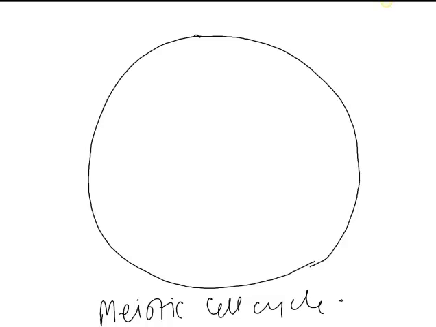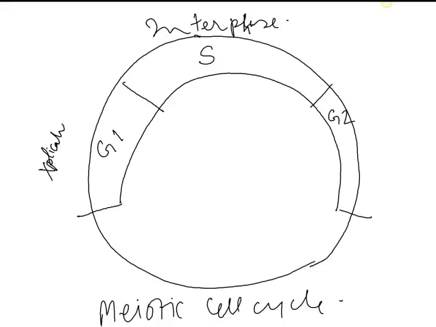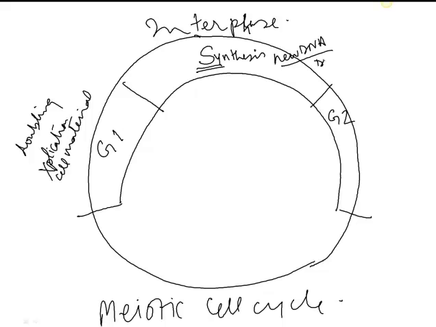So from here to here is your interphase, of which this is G1, this is S, this is G2. In G1 you have multiplication or doubling of cell material. Then the S phase is the synthesis phase, basically synthesis of new DNA, which means DNA doubles or replicates.